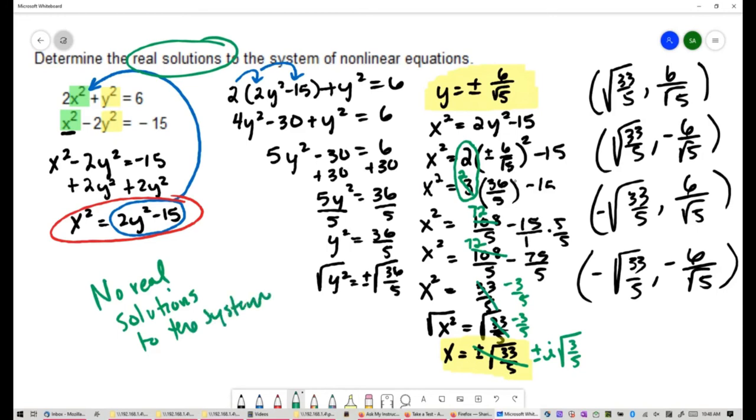So in the imaginary or complex world, we do have solutions, and those would be plus i square root of 3 over 5, comma 6 over square root of 5. And then here we would have an i square root of 3 over 5, a negative i square root of 3 over 5, and a negative i square root of 3 over 5. But looking for only real solutions, we have no solution.